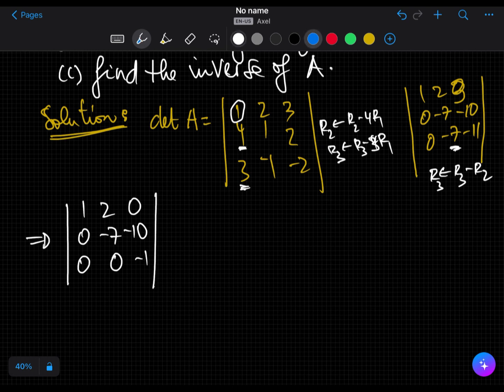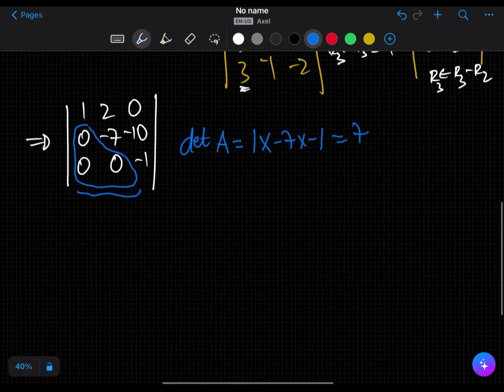Okay, so what do I see here? Here I can see that the lower diagonal has the 0, 0 term. So this matrix in the determinant is a triangular matrix. And from what we saw in the previous video, using the properties, we saw that the determinant of a triangular matrix is equal to the product of the elements of the diagonal. So this will be 1 times minus 7 times minus 1, which is 7. So the determinant of A is 7.